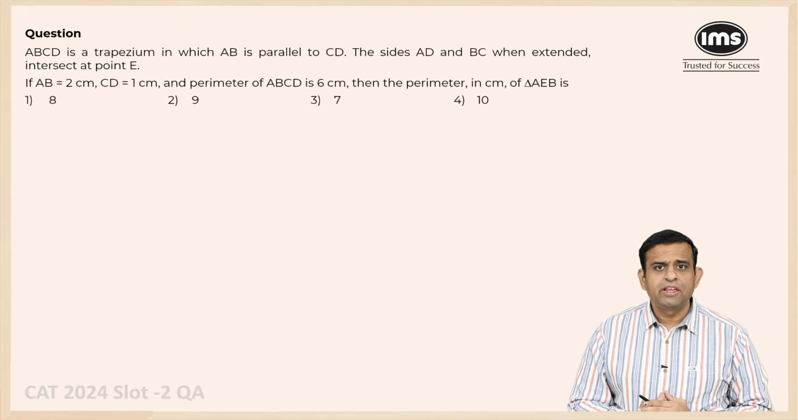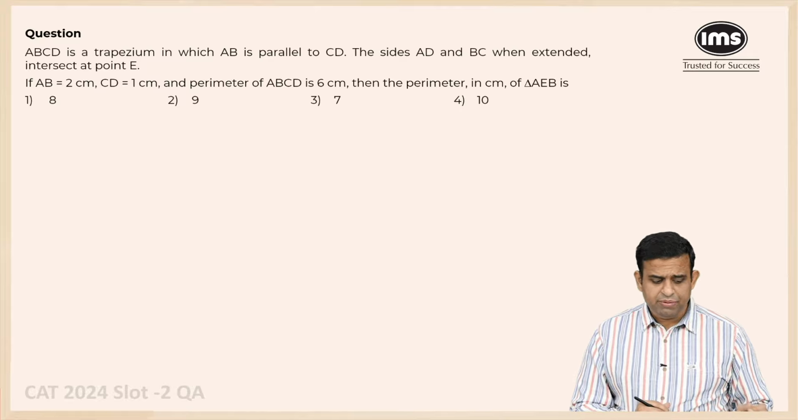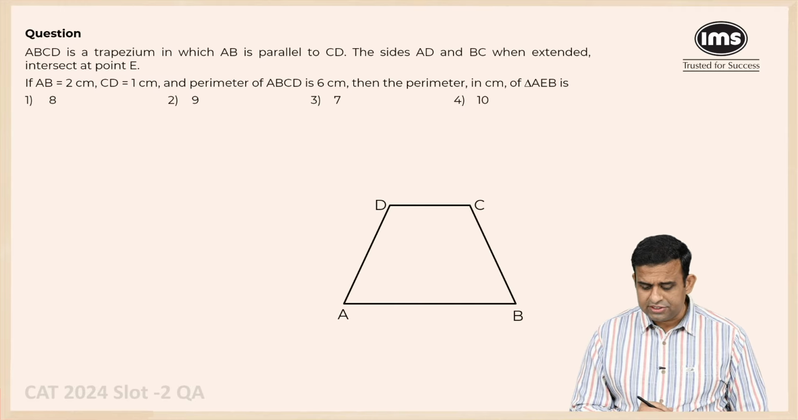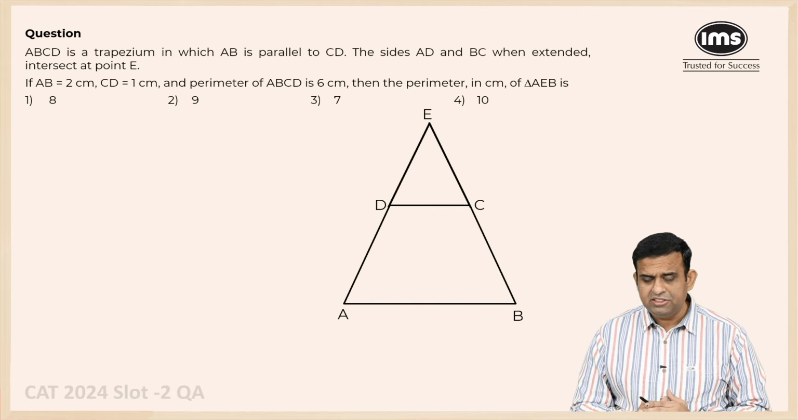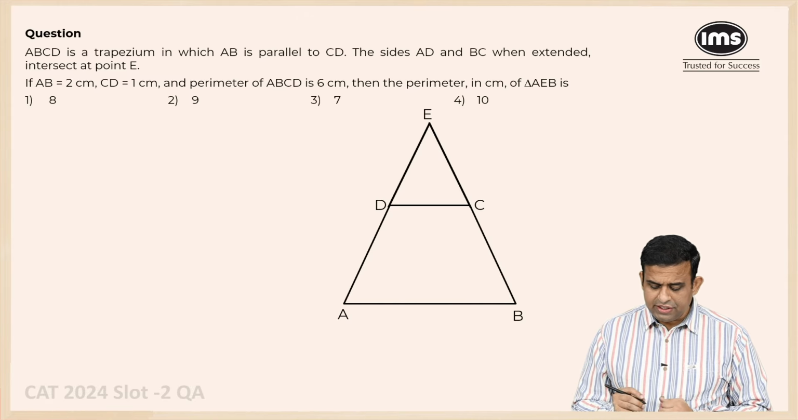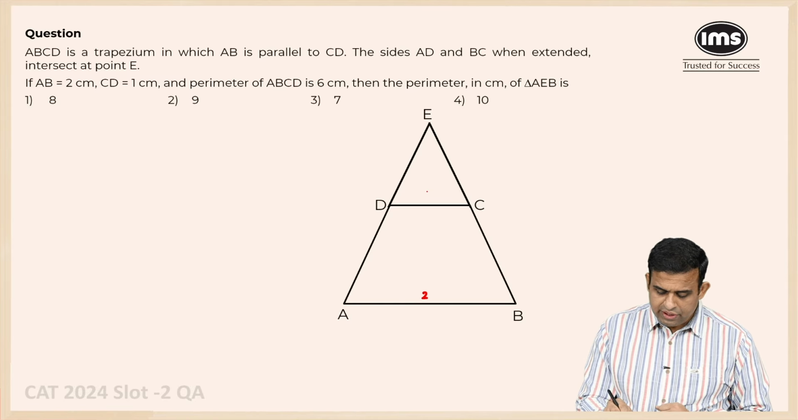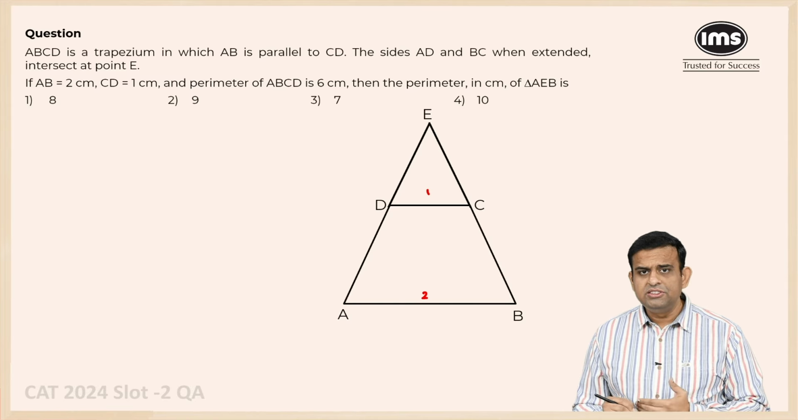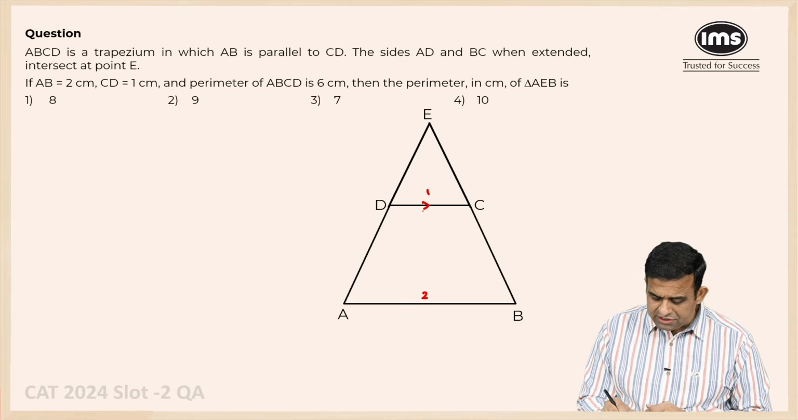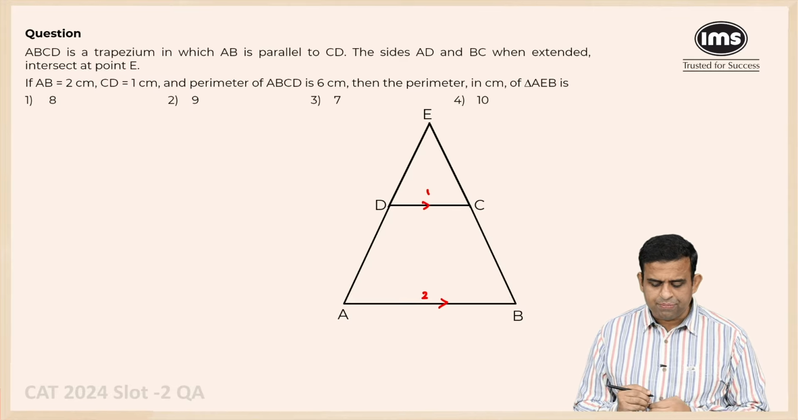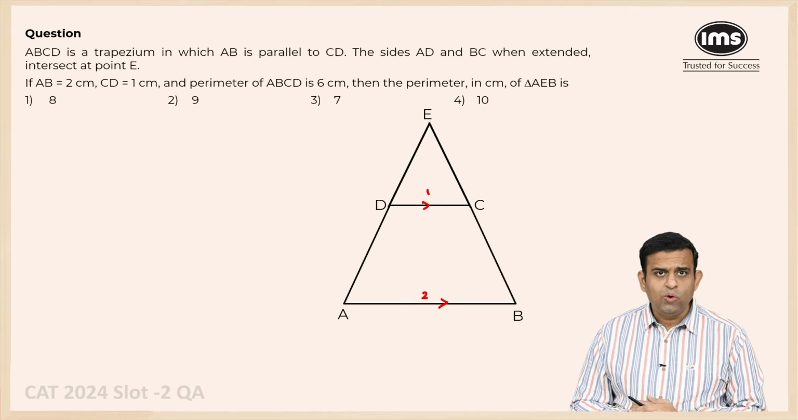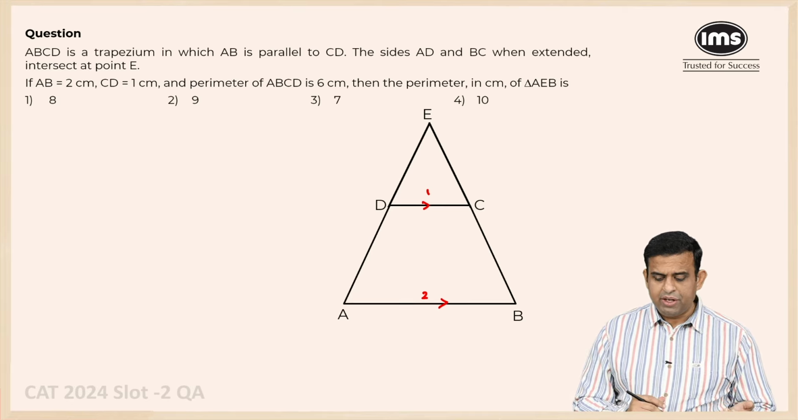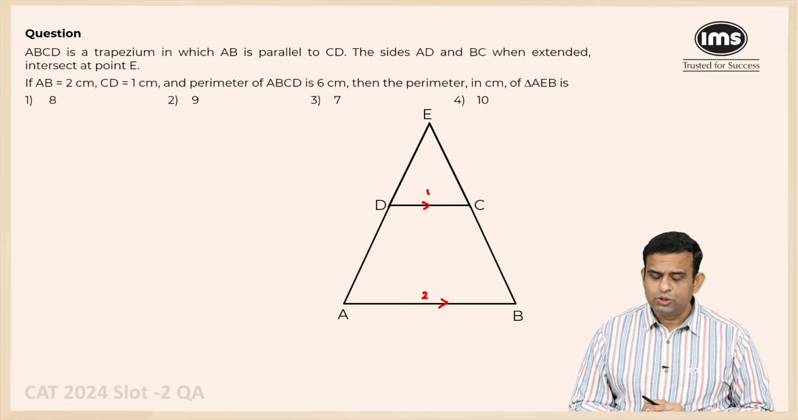In the next sum, it is given that ABCD is a trapezium in which AB is parallel to CD, somewhat like this. The sides AD and BC, when extended, intersect at the point E. So when extended, AD and BC meet at the point E. The given thing is AB equals 2, DC equals 1, and since ABCD is a trapezium, DC and AB must be parallel. They have also given the perimeter of the trapezium ABCD to be equal to 6 centimeters. Then what will the perimeter of the triangle AEB be?